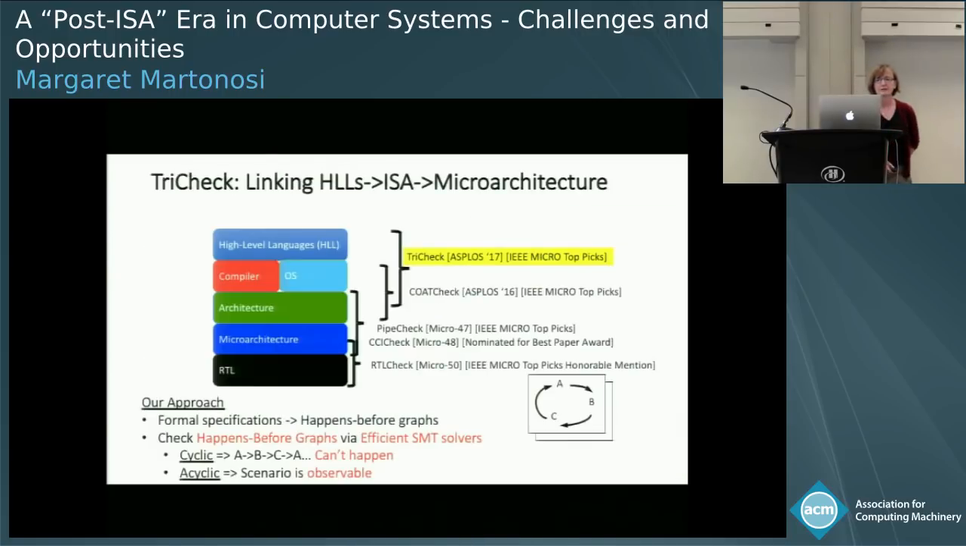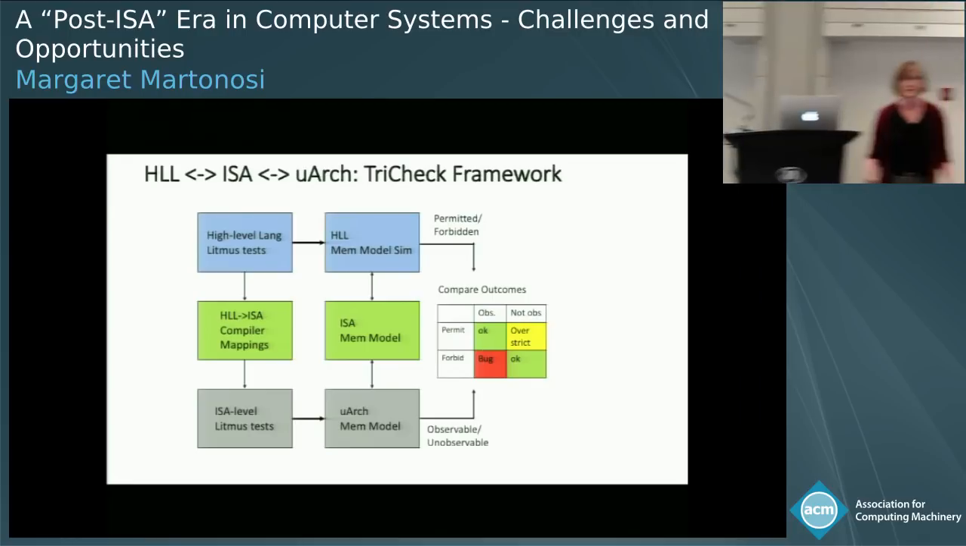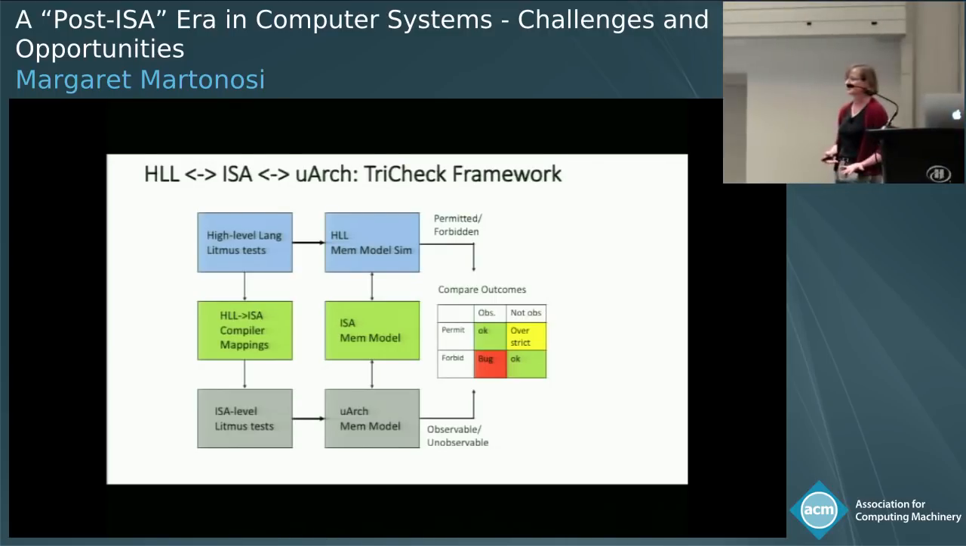We wanted to be able to check those different levels comprehensively, and so that brought us to this TriCheck tool that we published at ASPLOS about a year ago. And the way TriCheck does its work is the following. Down low in gray are those microarchitecture level models that I spoke about before. So a set of axioms, a set of instruction set architecture litmus tests like the one I showed, and the output of that is a set of happens-before graphs that say something is either observable or unobservable.